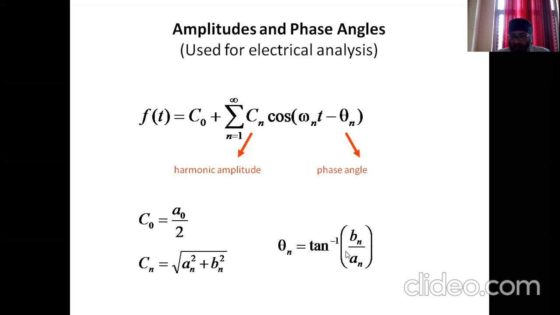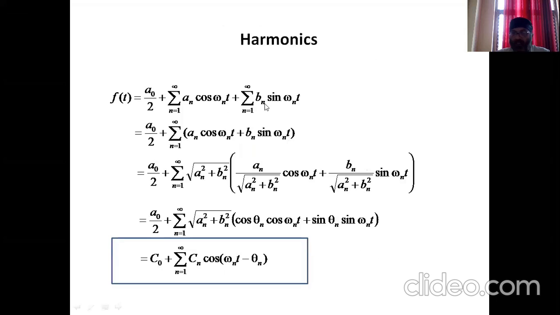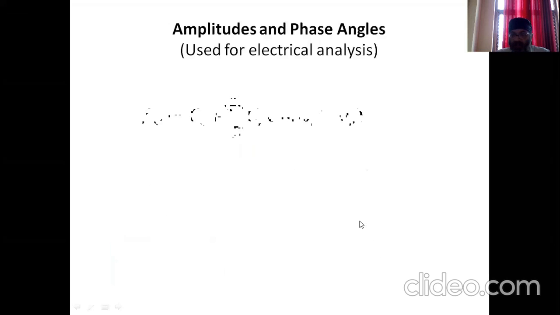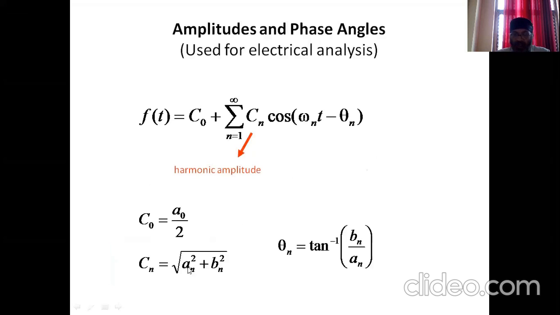And this theta n is calculated by the tangent inverse of Bn by An. And Bn, we already know, is the sinusoidal coefficient, divided by the cosine coefficient. Bn divided by An, and taking the inverse of tangent, we get theta n. And the root of An square plus Bn square is simply Cn, which we saw in our previous slide. So this is one way of representing the signal in terms of harmonics, the amplitude and the angle, a polar form.